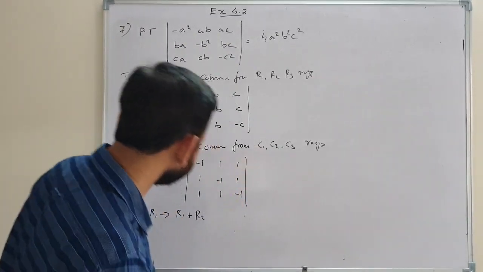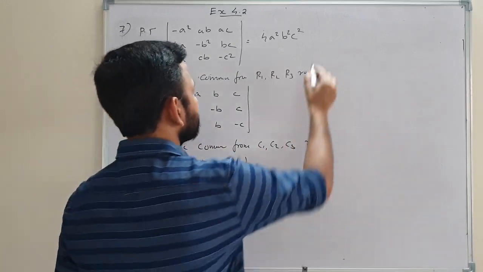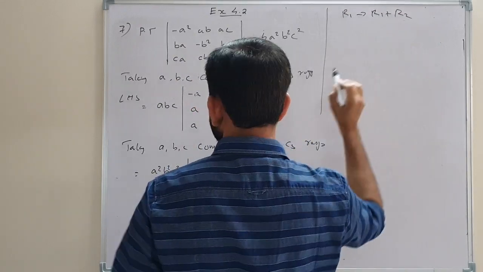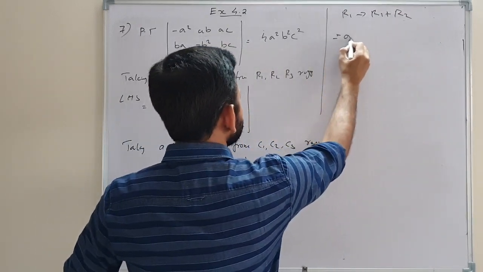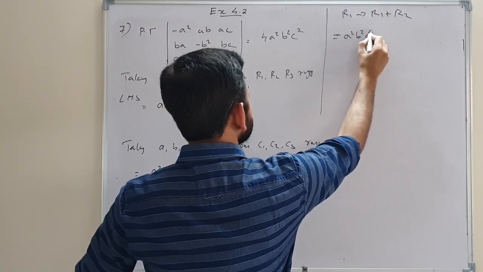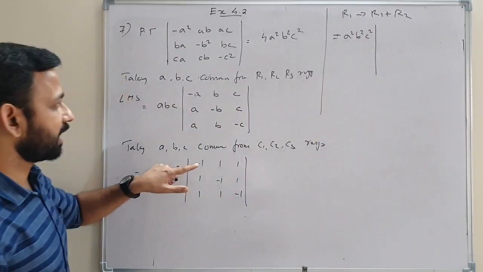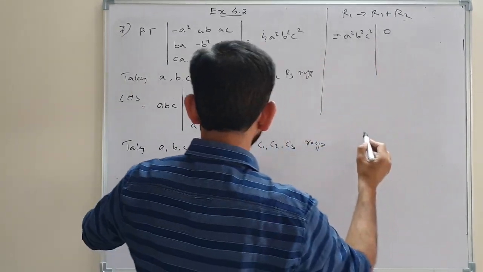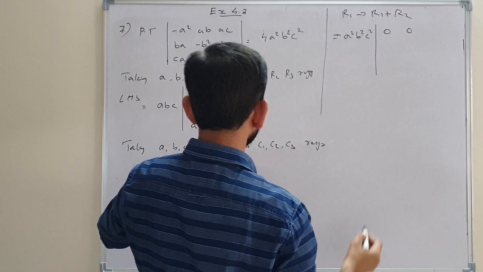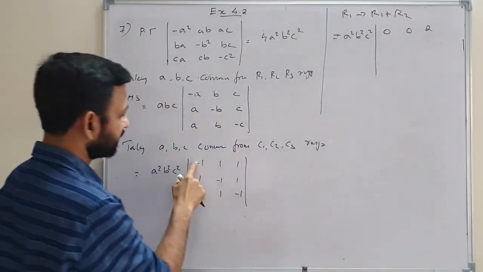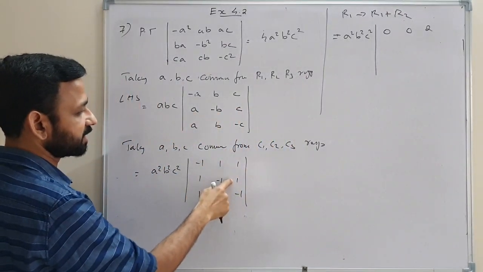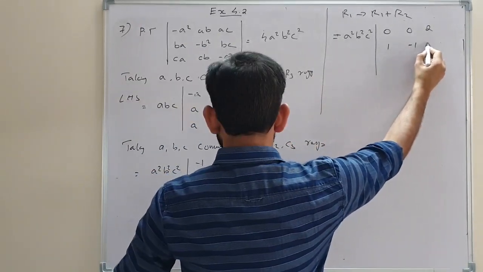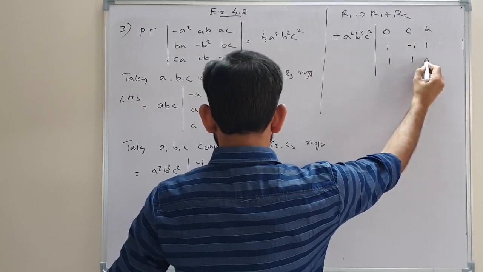Or we can write there R1 tends to R1 plus R2. And here A square, B square, C square outside. Then R1 tends to R1 plus R2. Minus 1 plus 1, 0. 1 plus minus 1, 0. 1 plus 1, 2. Minus 1 plus 1, 0. 1 plus minus 1, 0. 1 plus 1, 2. Then R2 and R3 will be same. 1 minus 1, 1, 1, 1, minus 1.